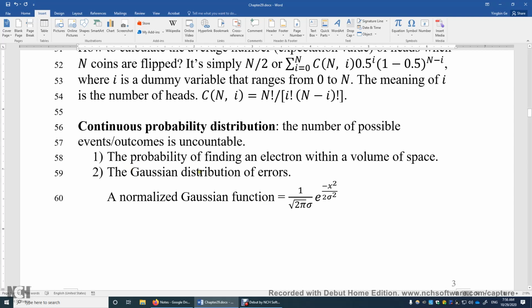A normalized Gaussian function adopts this form. It's e to the power of negative x squared over 2 sigma squared times a constant. This constant is the normalization factor. By including this normalization factor, we can ensure the integral of this from negative infinity to positive infinity is exactly 100%.